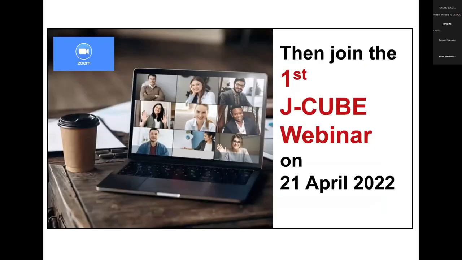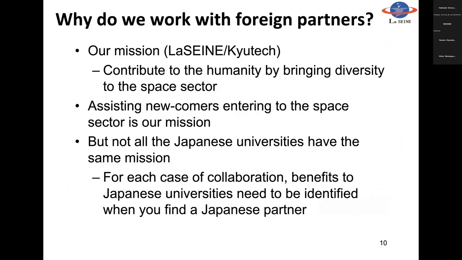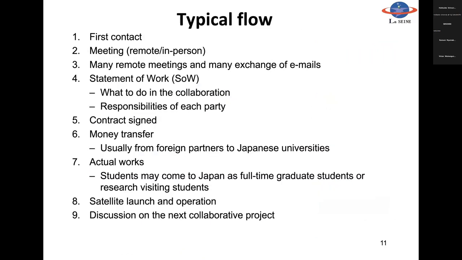So this is JSOT, and the satellite will be released from this one. This is a typical flow for foreign partners to work with Japanese universities. This is based on our past experience at QTech.